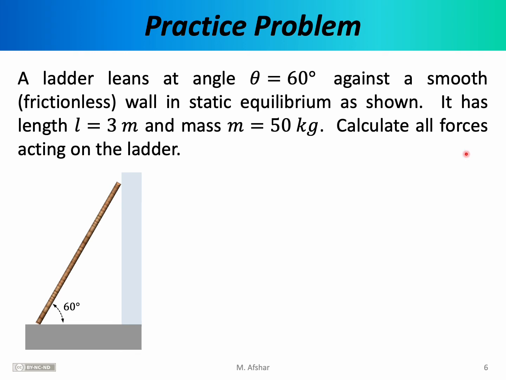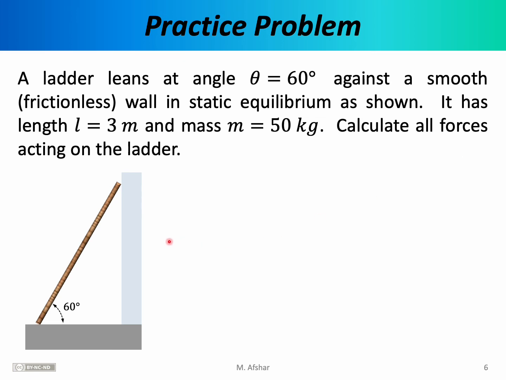Let's solve another problem involving static equilibrium. A ladder leans at angle 60 degrees against a smooth, frictionless wall in static equilibrium as shown. It has length 3 meters and mass 50 kilograms. Calculate all forces acting on the ladder.